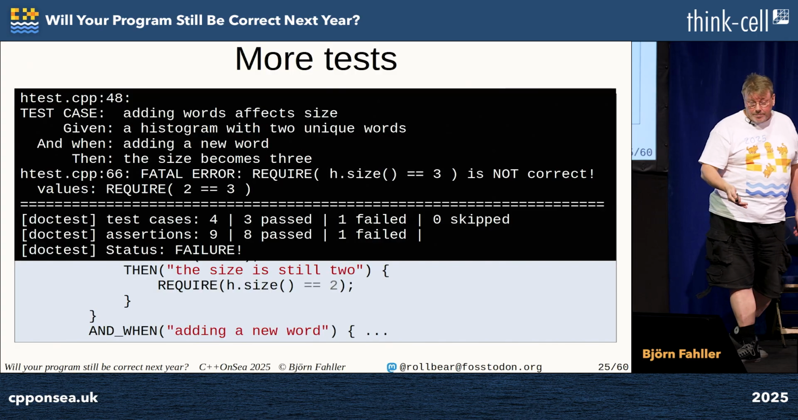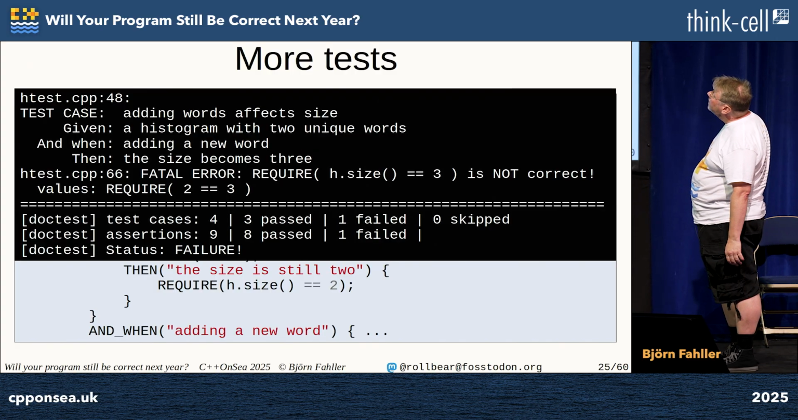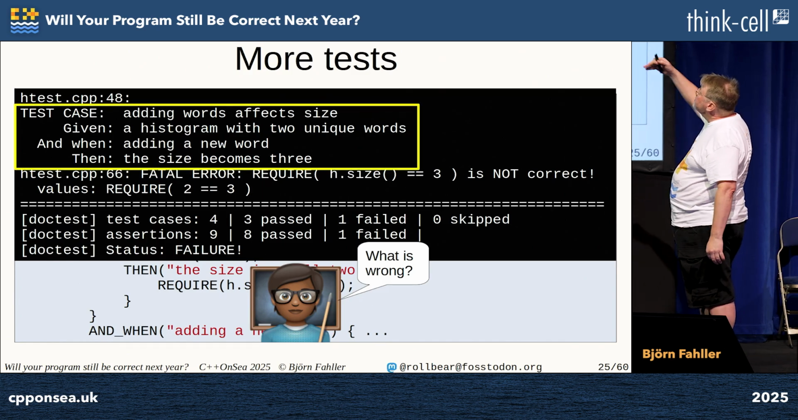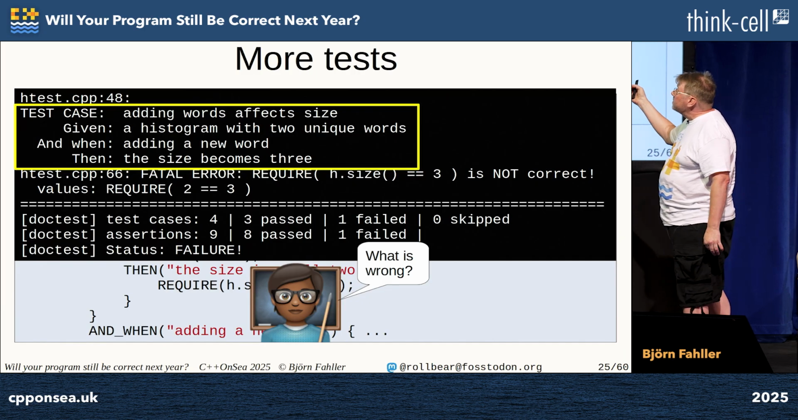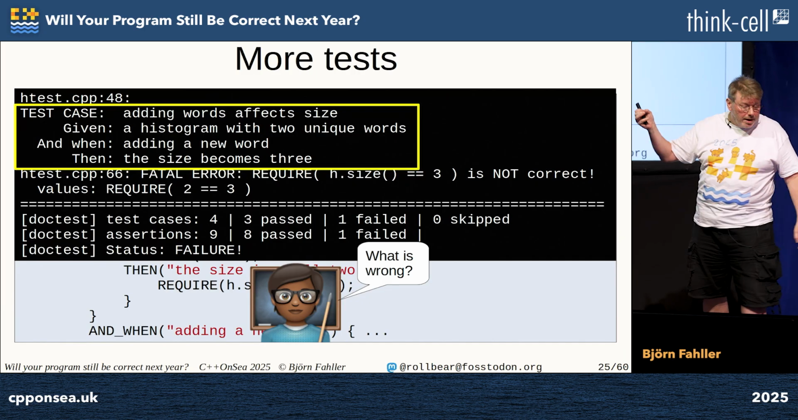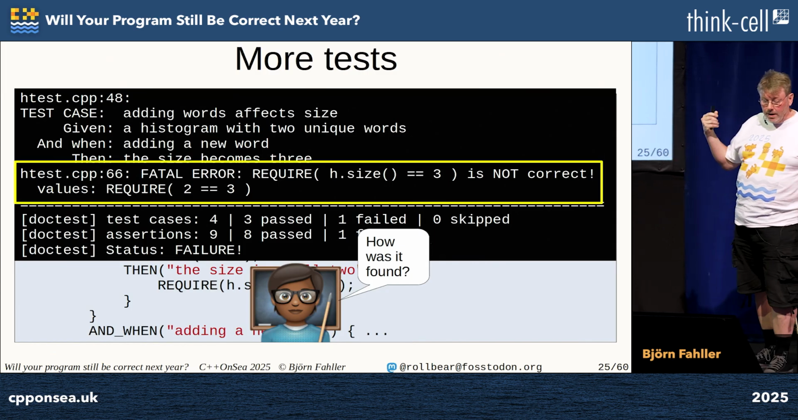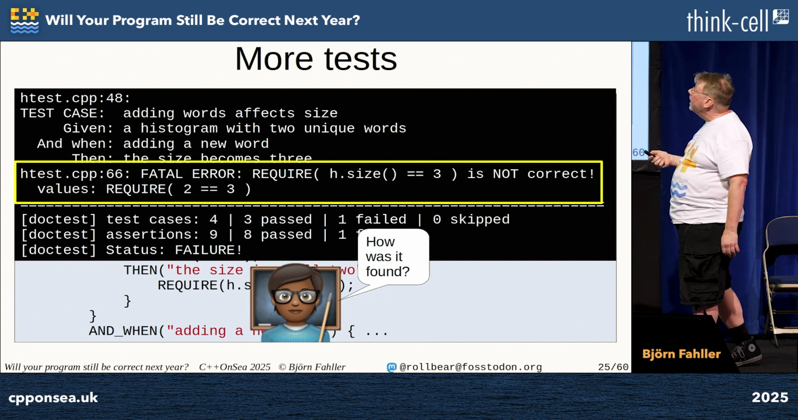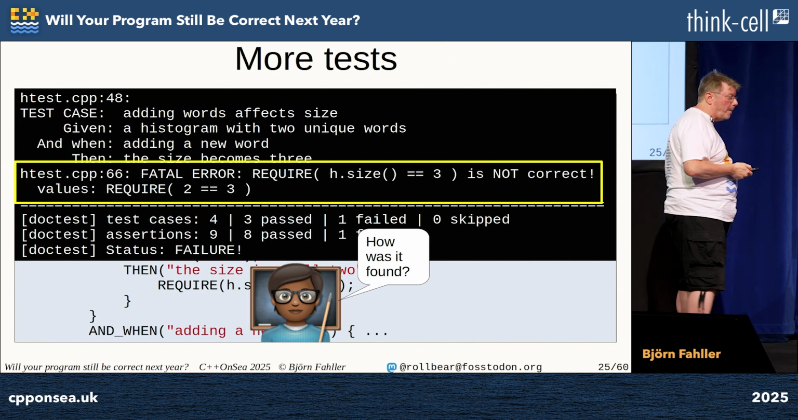So, with this, something obviously went wrong. What? Adding a word affects size: a histogram with 2 unique words, and when adding a new word, the size becomes 3. Okay, that was odd. How was it found? Size equals 3 is not correct. Require 2 equals 3. Okay. So it seems like the word wasn't inserted. Interesting.